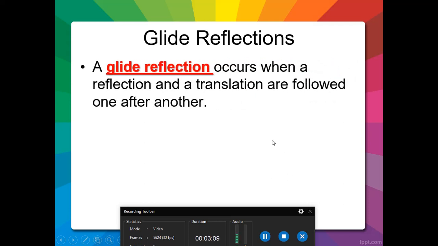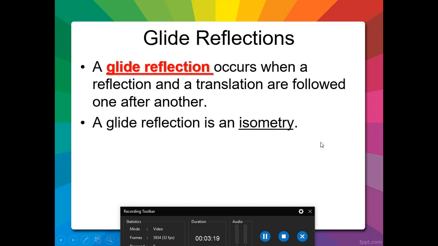One of the compositions we deal with frequently is called a glide reflection. This is a combination of a reflection and a translation that follow each other. Both parts of a glide reflection, a translation and a reflection, are both rigid motions and they're both isometries. So when you perform a glide reflection, you're also going to produce an isometry, an image that is congruent to the original.